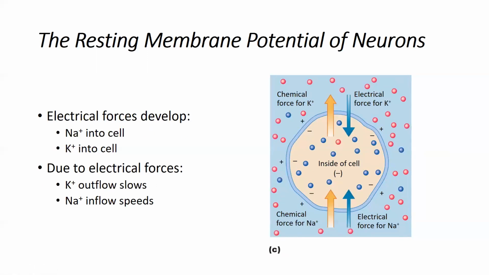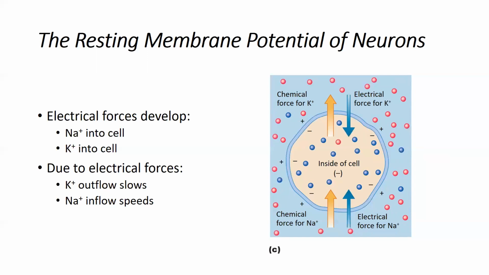The next step here is that the inside of the cell is more negative, and now both ions want to move along an electrical gradient to come back into the cell. Because sodium is positively charged and potassium is also positively charged, they both want to get back into that negatively charged cell. And so the electrical driving forces of these are both moving into the cell. Now the difference here, and this is pretty important, is that potassium is going to flow out slowly and sodium is going to flow in fast.